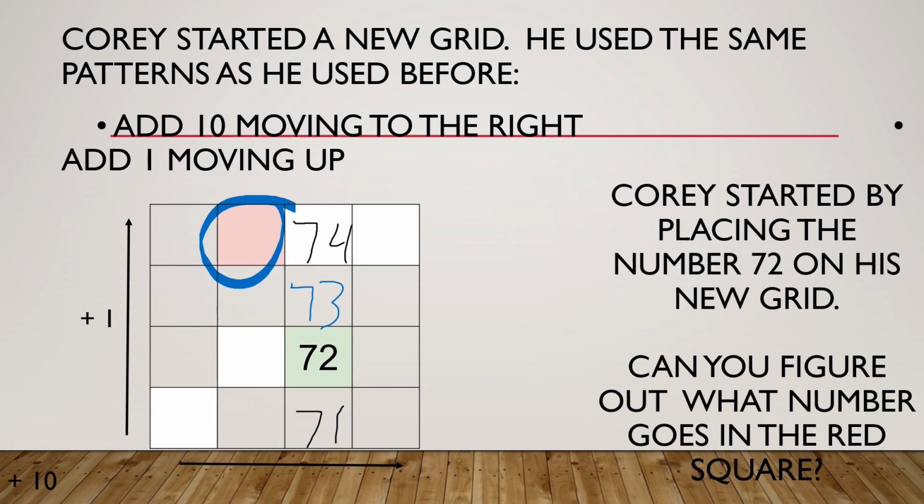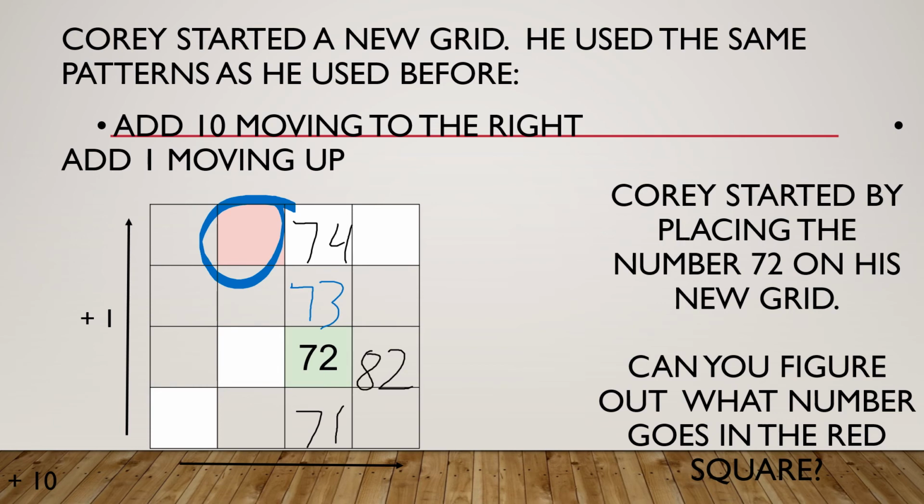Now, the second part of the pattern says Corey added 10 moving to the right. So if we start at 72, his original number, and we add 10, wait a minute, the ones place is going to stay the same. So we have a 2. We're going to add 1 to 7. 7 plus 1 is 8. So there are 8 tens. So Corey has 82. But we're trying to get to the red square.